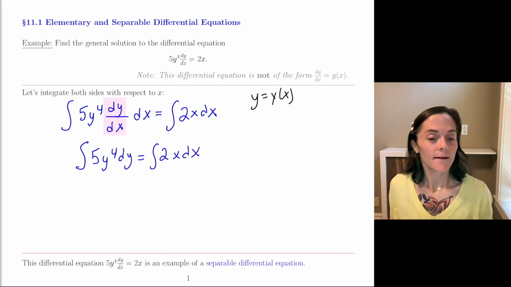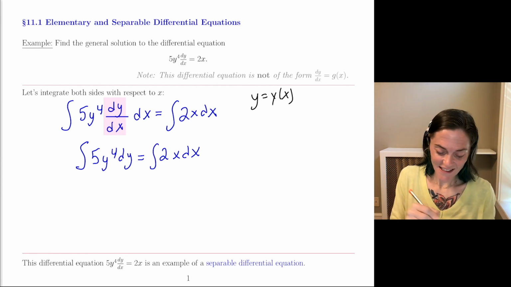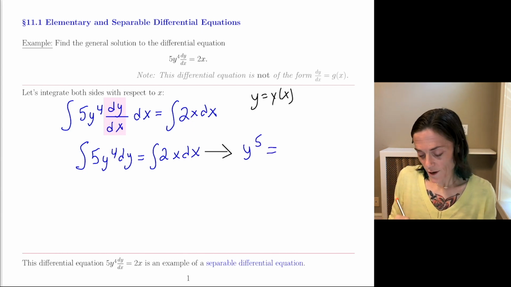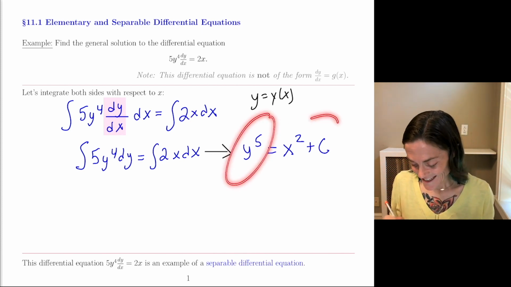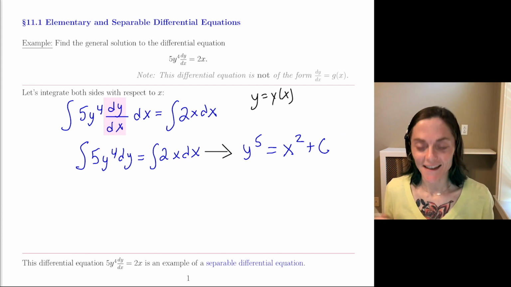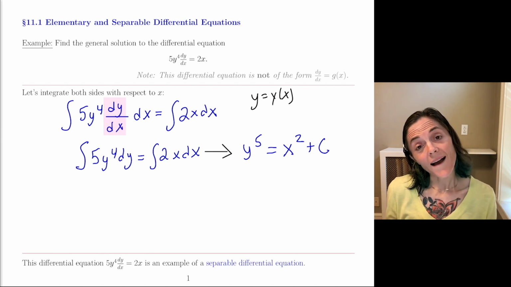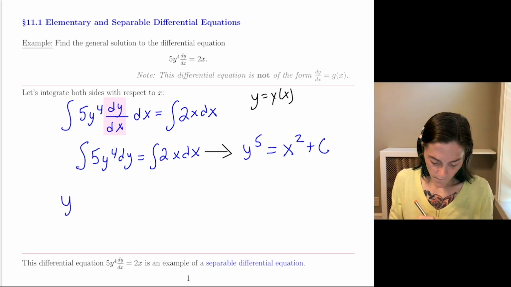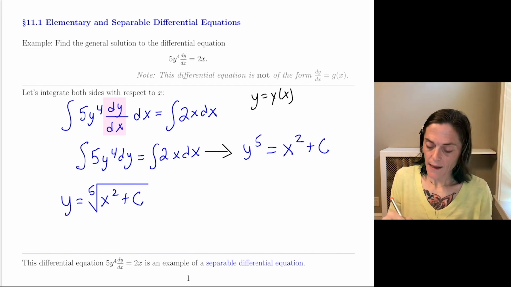Now, what does this say? Well, let's integrate the left with respect to y. In fact, I'll do this over here. We have y to the fifth. And over here, integrate with respect to x. Really, we're used to putting plus c on each side, but there's just one constant here. So y to the fifth is x squared plus c. Now we're trying to solve for y as a function of x, and I can just take the fifth root here. So y itself will be the fifth root of x squared plus c. And here's my general solution.